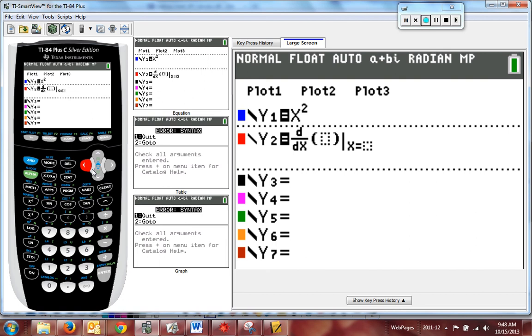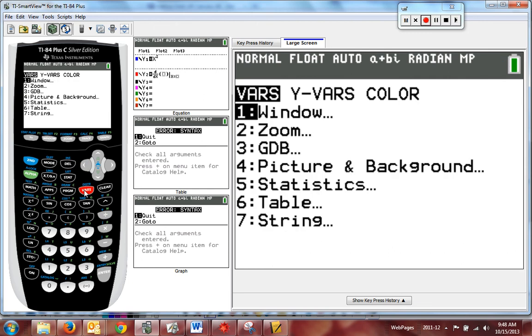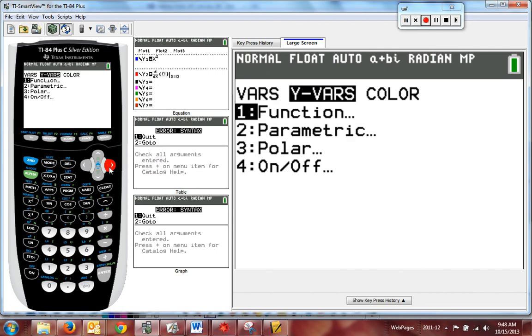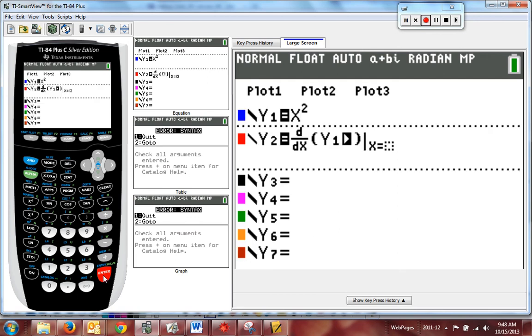Yeah, go to the vars menu right here, which is right here above, next to the clear. If I go to vars, what kind of a variable am I looking for? A y variable, so you move over. Choose a function, because y1 was the function that I'm interested in, and I choose y1.